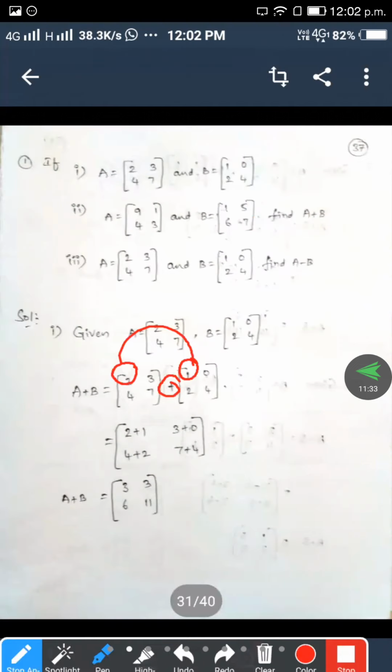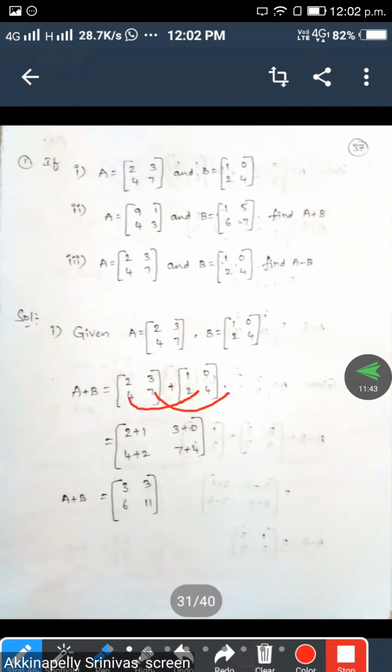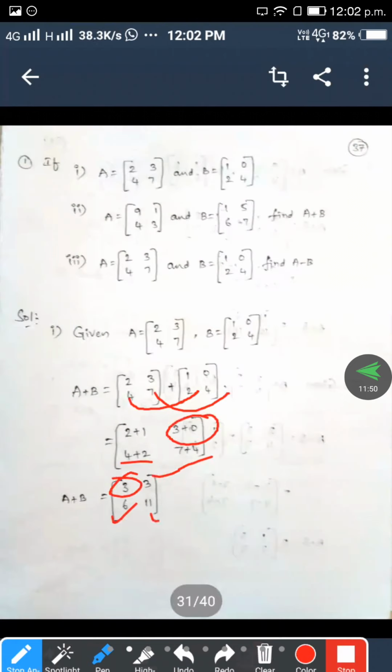So 2 plus 1, the second element 3 plus 0, 4 plus 2, and 7 plus 4. 2 plus 1 is 3, and 3 plus 0 is 3. 4 plus 2 is 6. 7 plus 4 is 11. So it is the addition of matrices.